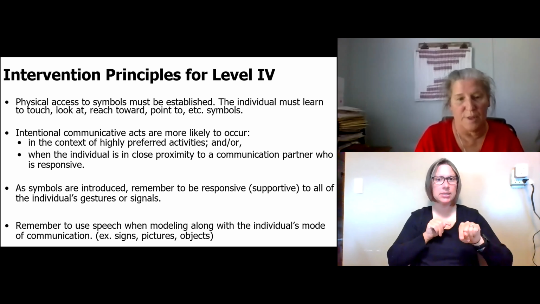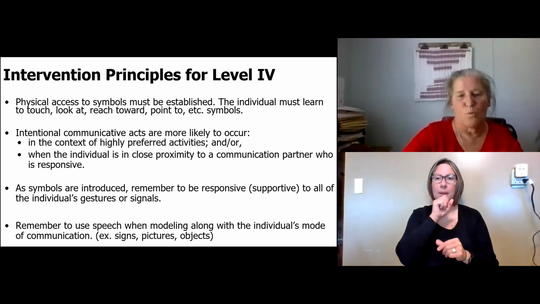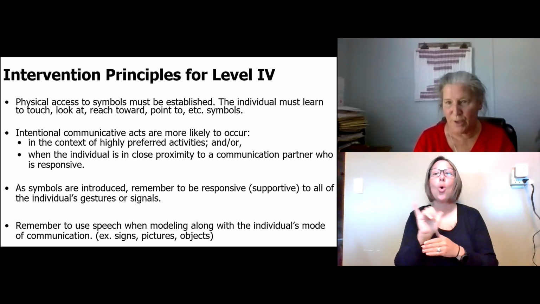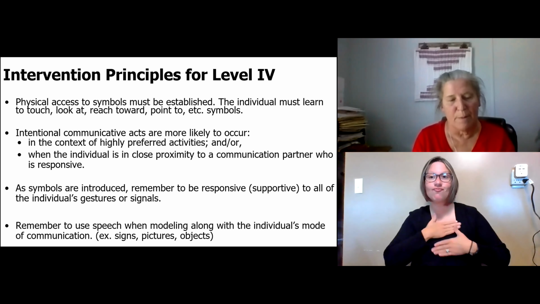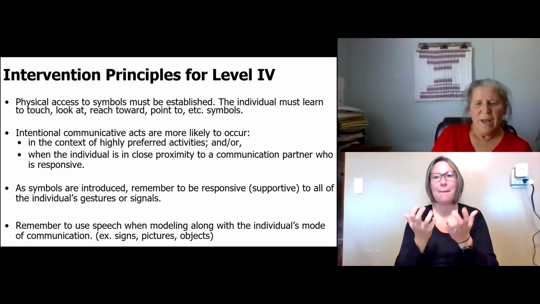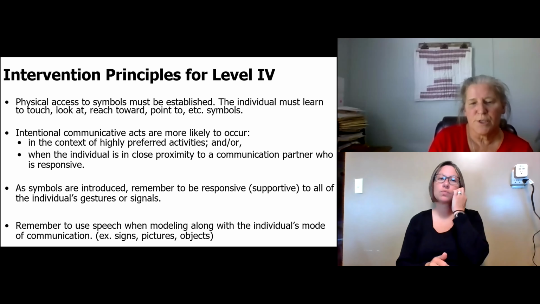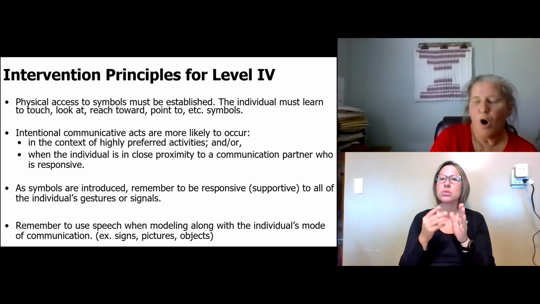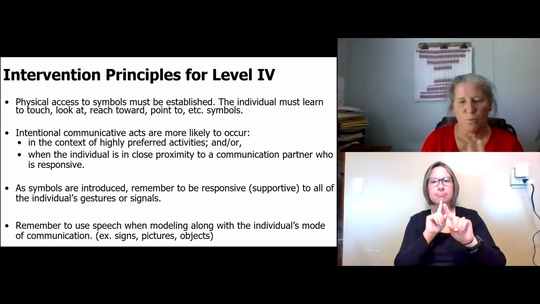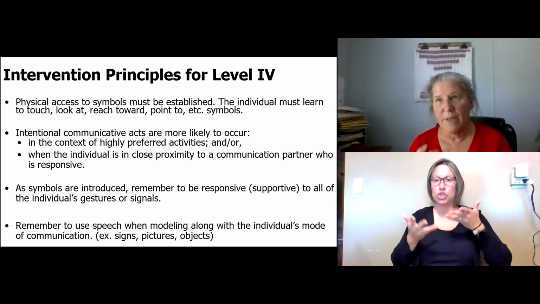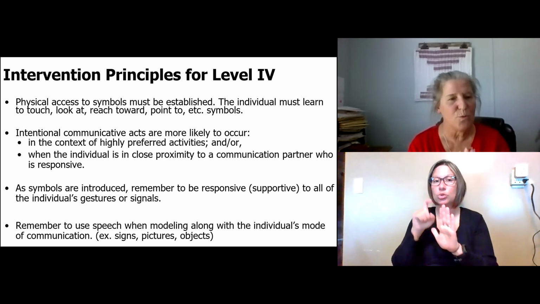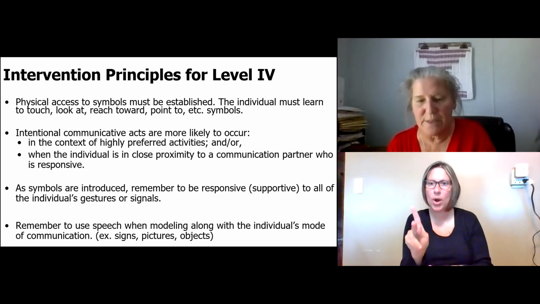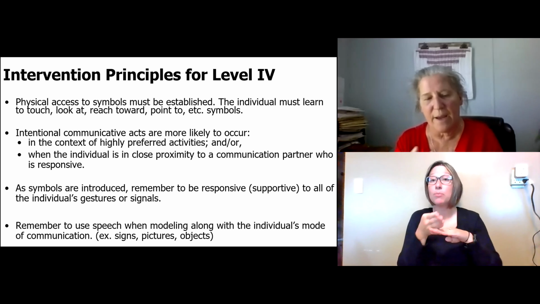You've got to make sure that the stuff is there, that they can reach it, and that it's also something they really like to do, to get them motivated. And as those symbols are introduced, remember to be responsive to all the gestures and symbols. You really have to let them know, I understand you, I see what you're trying to tell me, here's how you do it to make it better.